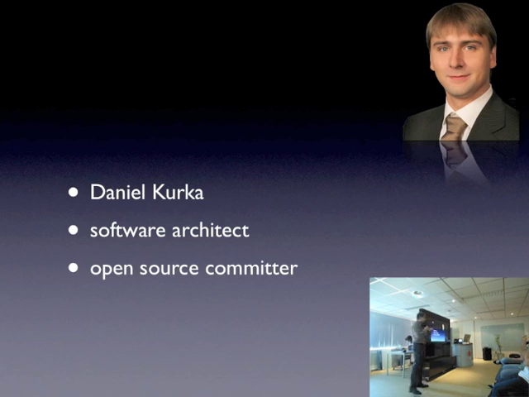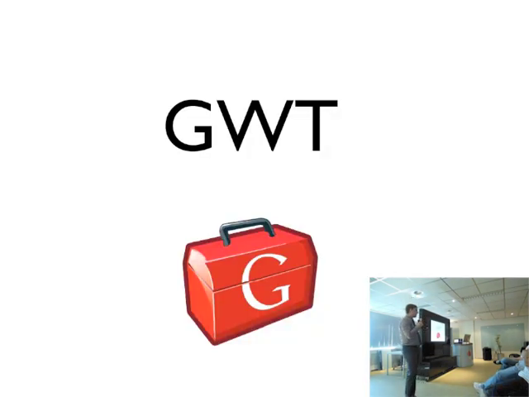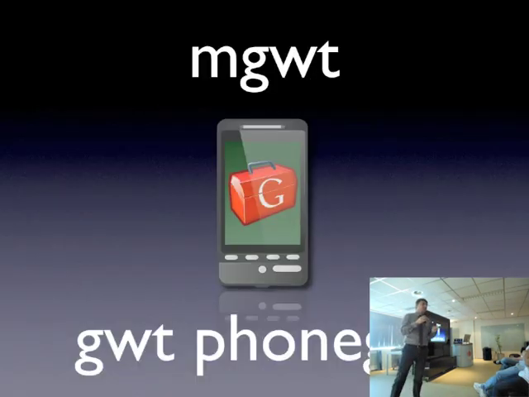A little bit about myself. My name is Daniel Kurka. I'm a software architect and an open source committer, and I'm going to be an open source committer in GWT as well. This is why we started two open source projects, mgwt and GWT PhoneGap, about 3 years ago.